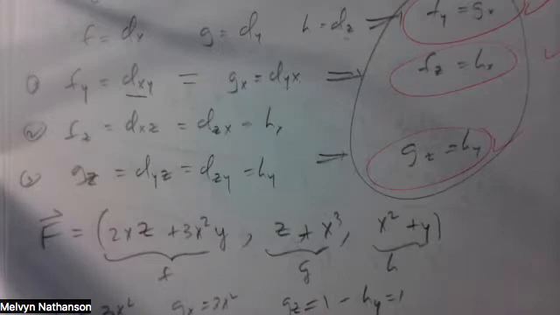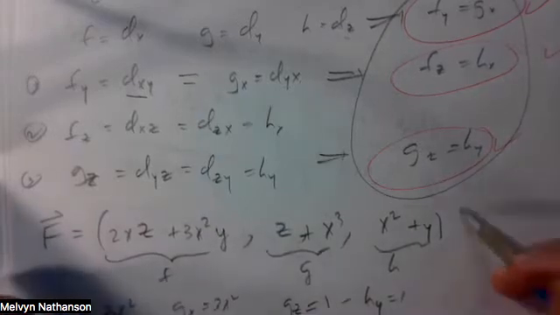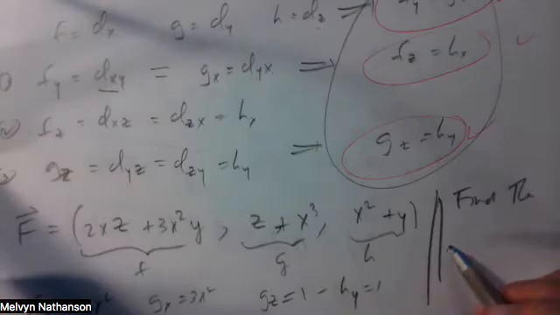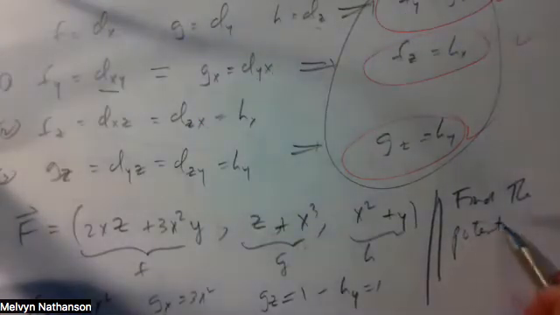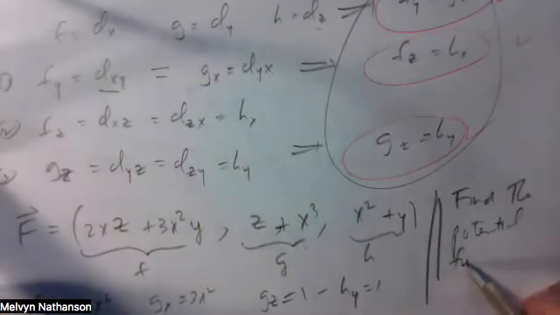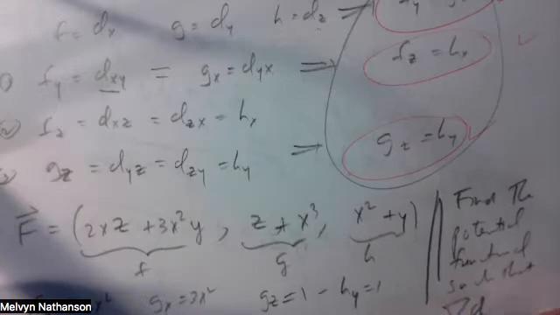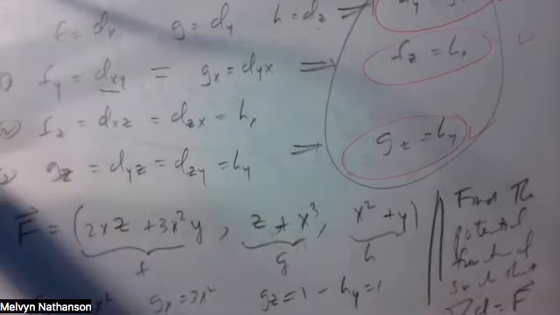And once we know it's conservative, we have the following computational problem. Find the potential function phi, that is the scalar function phi, such that the gradient of phi is equal to this F.